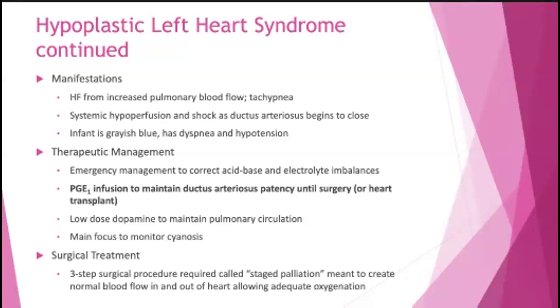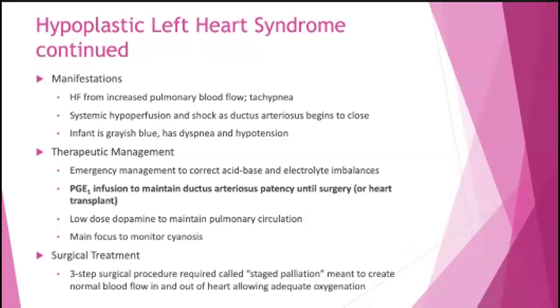So we do a Norwood procedure in the first week of life, which reconstructs the aorta and connects it to the right ventricle. Then we do a Glenn procedure at 4 to 6 months, which connects your SVC to your pulmonary artery. Then at 2 to 4 years, we do our Fontan procedure, which routes all systemic venous blood directly to the pulmonary arteries.